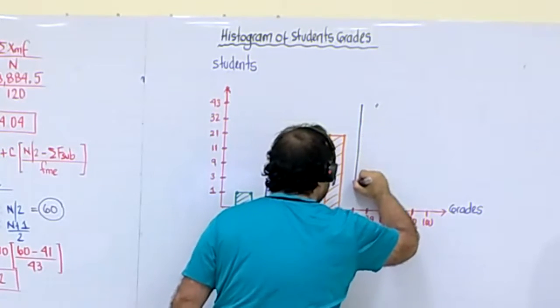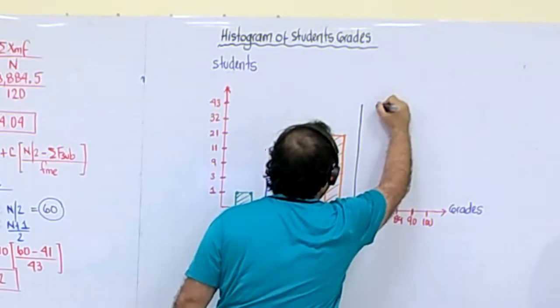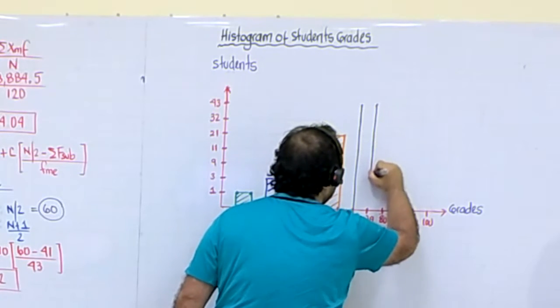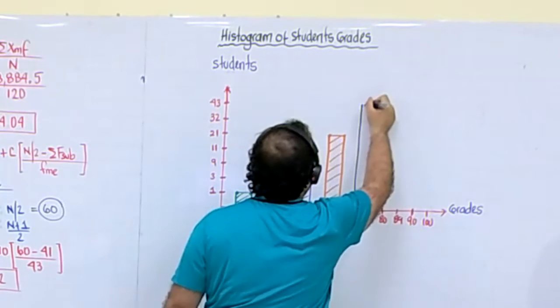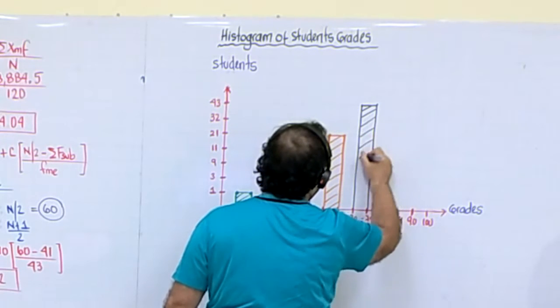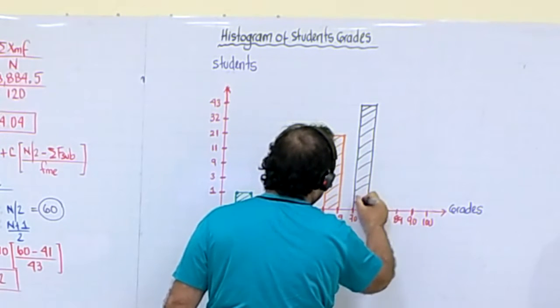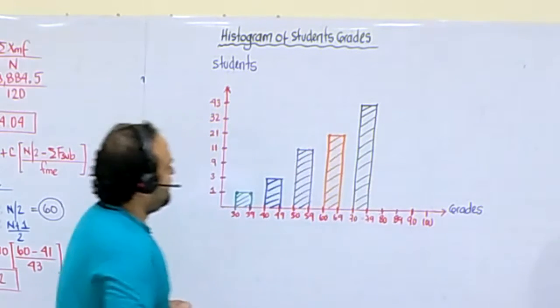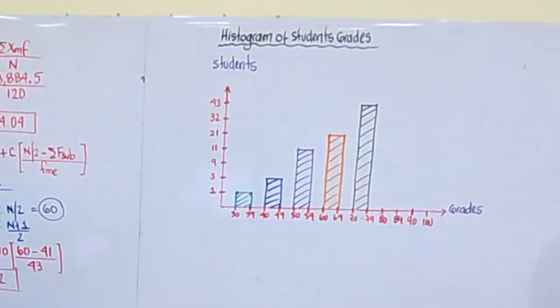Lástima que no tengo más colores, solo tengo 6. Claro, yo estoy haciendo así rayitas, muchachos, para no gastar tanta tinta, pero ustedes lo pueden colorear, ¿verdad? Así con el arte. 70 to 79. The other one will be 80 to 89. I'm going to use the red one. 80 to 89 was 32.